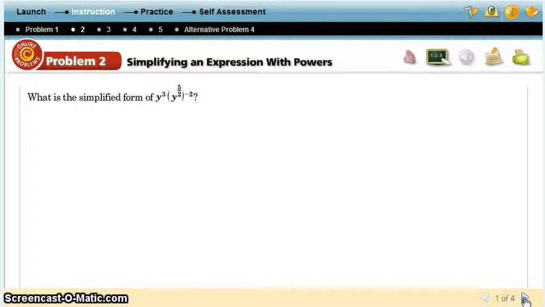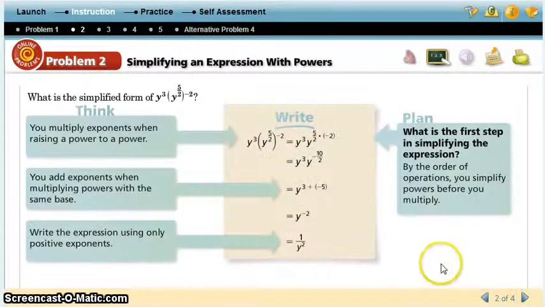Now I'm going to bring all of the steps up here, and you need to focus on just one at a time, so follow along with me. The first thing we have to do about order of operations, you simplify powers before you multiply. So that's exactly what we're going to do here.